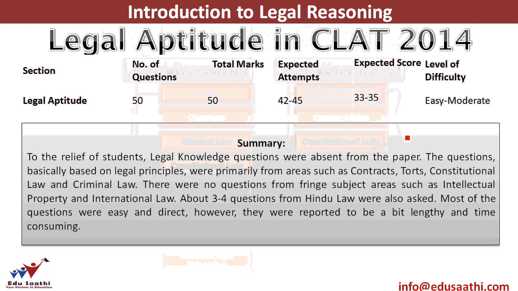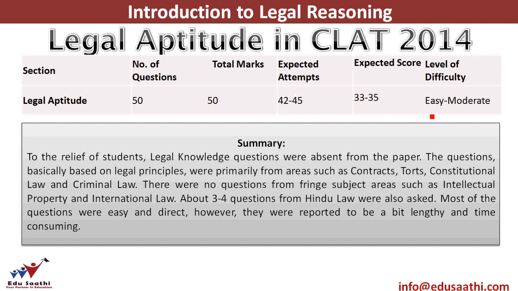Next we discuss the legal aptitude section which was given in CLAT of 2014. The questions were easy, the level of difficulty was easy to moderate, and expected attempts out of 50 questions was around 40 to 45, and you could easily score 33 to 35 in the legal aptitude section of 2014.